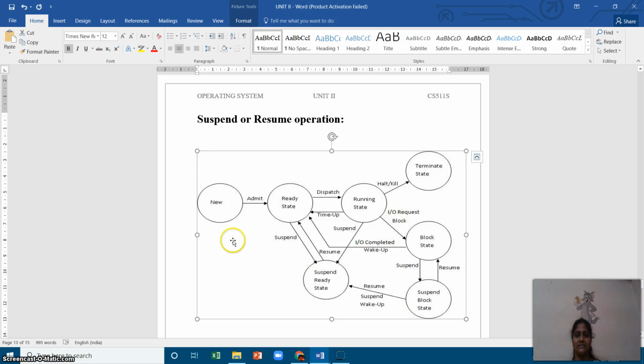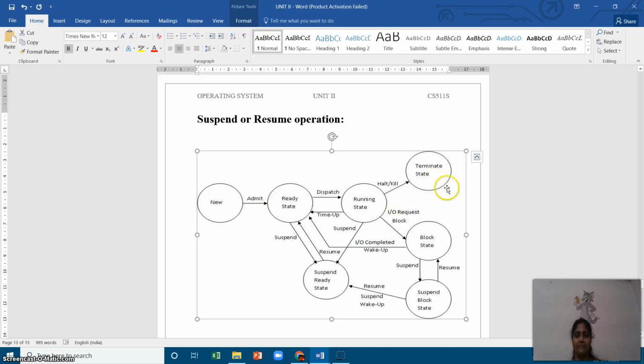Already we have seen the process state transition diagram. See this diagram which we have discussed already. Whenever a new process comes, it will be admitted directly to your ready state, and from your ready state it will be dispatched to your running state, and from your running state it will be going to three states. One is the terminate state if it has completed its work, and it will be going to your block state if there is any IO request. The other one is it will be going to the ready state itself if the time is up. So these things we have discussed already.